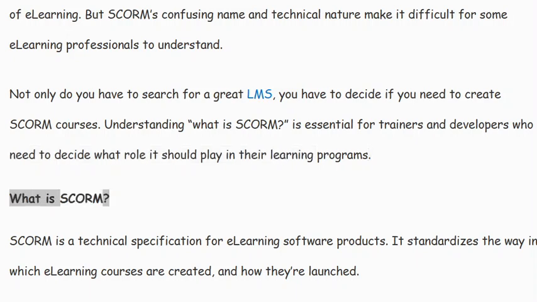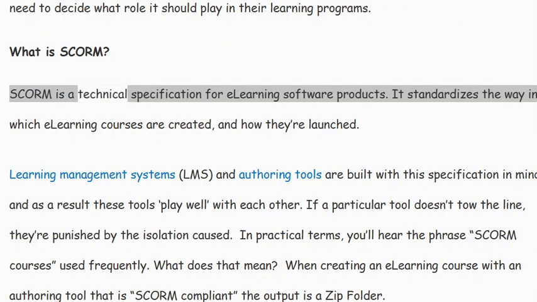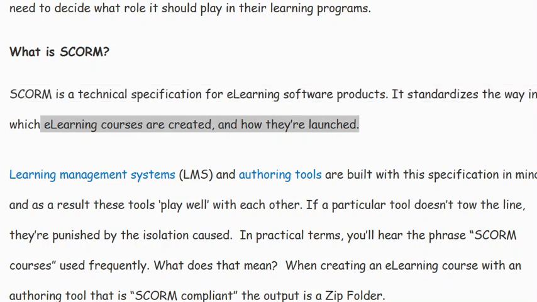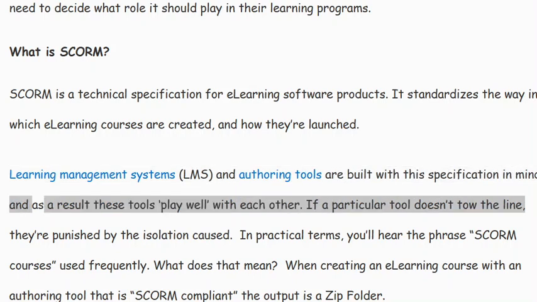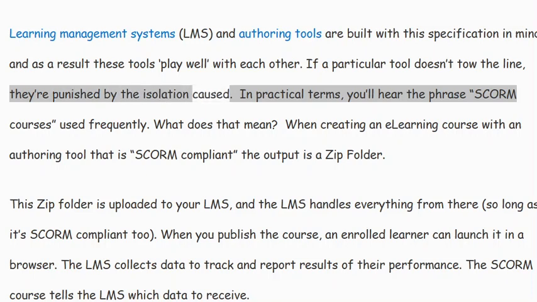What is SCORM? SCORM is a technical specification for e-learning software products. It standardizes the way in which e-learning courses are created and how they are launched. Learning management systems, LMS, and authoring tools are built with this specification in mind, and as a result these tools play well with each other. If a particular tool doesn't toe the line, they are punished by the isolation cost.